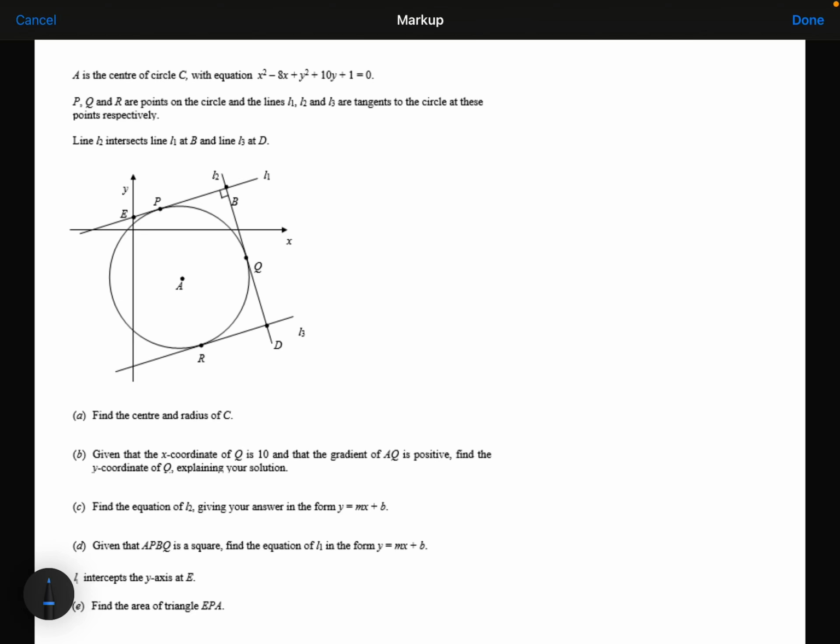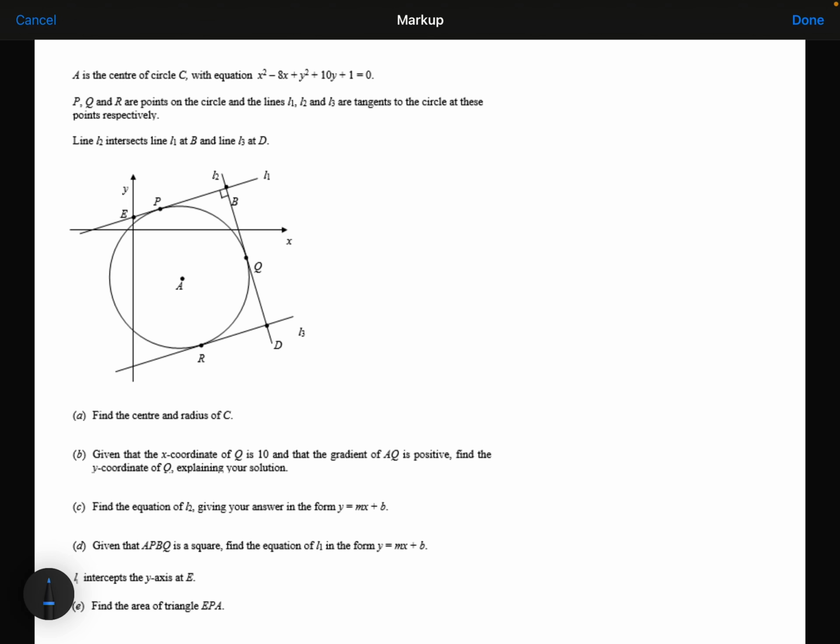A is the centre of a circle with the equation x squared minus 8x plus y squared plus 10y plus 1 equals 0. The points P, Q and R are points on the circle. The lines L1, L2 and L3 are tangents to the circle at those points respectively. The line L2 intersects line L1 at B and line L3 at D.